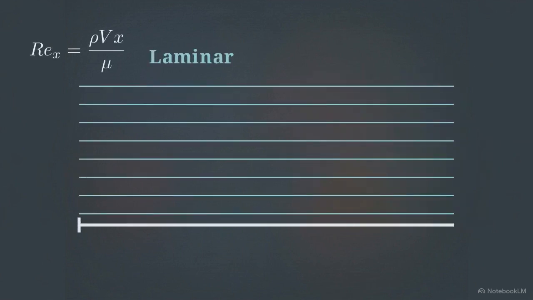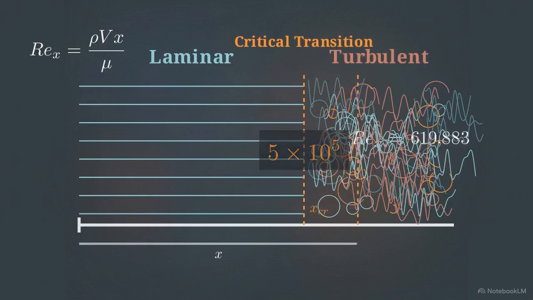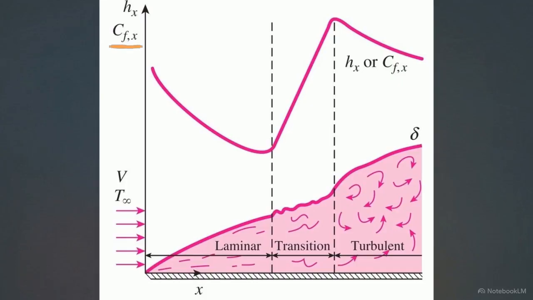As fluid moves along the flat plate, the Reynolds number increases with distance x. Eventually, it hits a critical value, generally accepted as 5 times 10 to the 5th power. At this point, the flow begins to transition from a smooth, laminar state into turbulence. This graph charts exactly how the local heat transfer coefficient reacts to that transition.